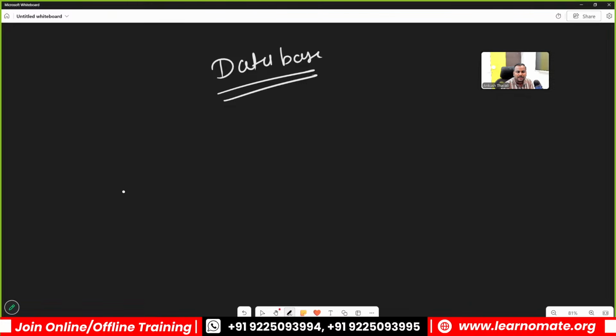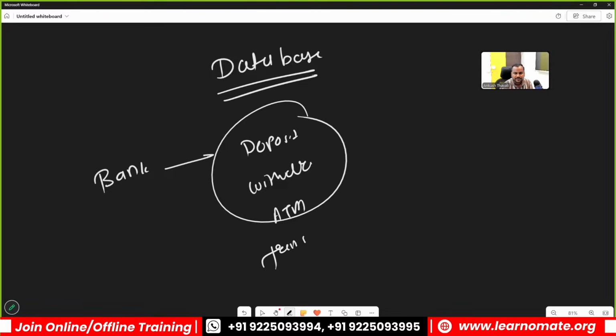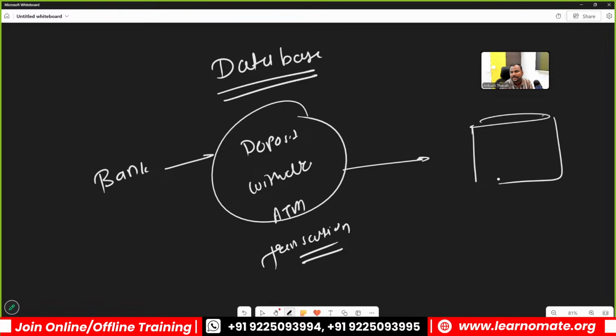For example, let's say you are going to the bank, and in that bank you are doing some transactions. What transactions? Let's say you are doing a deposit, or a withdrawal, or using your ATM. That is something we call transactions. That transaction should be recorded somewhere, and it will be recorded into the database. So the database stores all the transactions.